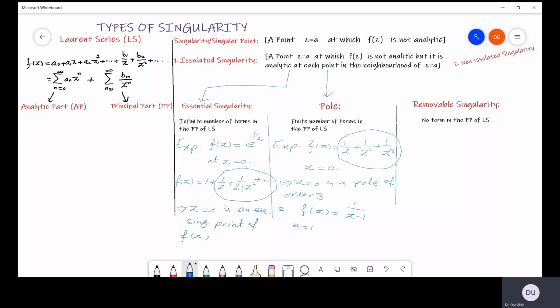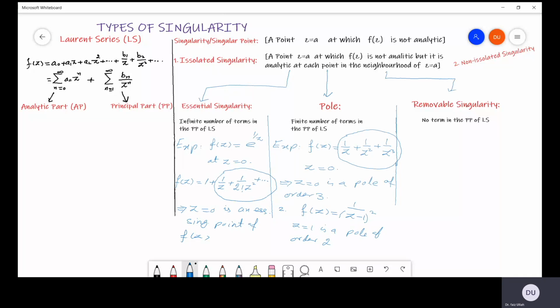But now, if I take z minus 1 whole square, we will say that z is equal to 1 is a pole of order 2, because we will look at this power. If there is 3, in other words, if I have a function f of z is equal to 1 over z minus 1 whole cube, we will say that z is equal to 1 is a pole of order 3, and so on.